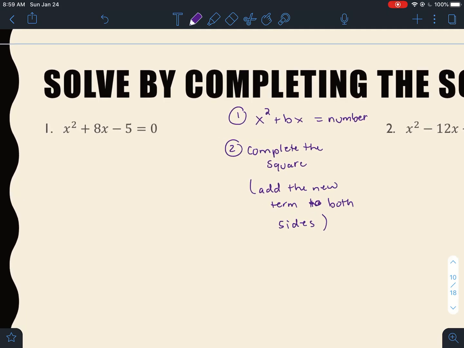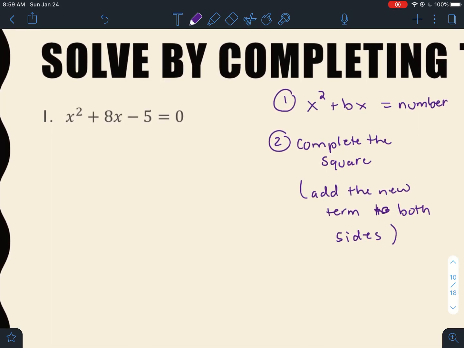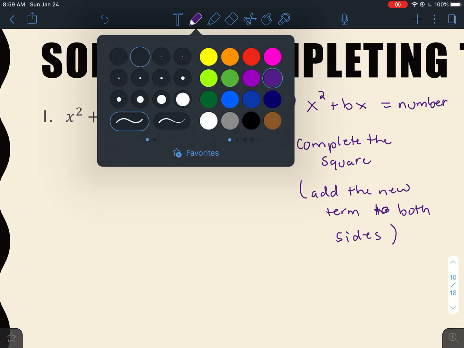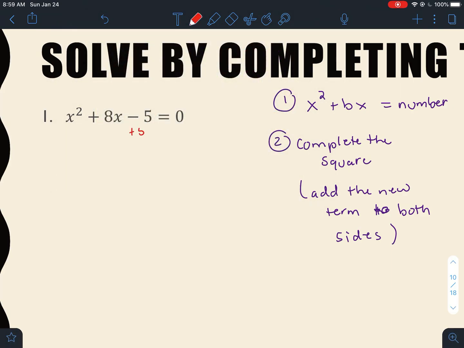So on here, we have x squared plus 8x minus 5 is equal to 0. So I need to get the x squared plus 8x to be by itself. So the first step is I'm going to add 5 to both sides so that the number is going to be on the right side of the equation. So I have x squared plus 8x is going to equal 5. And now we're going to complete the square.